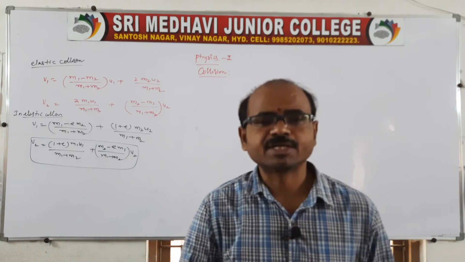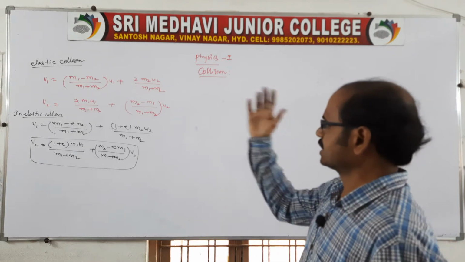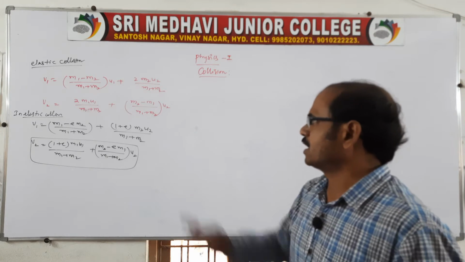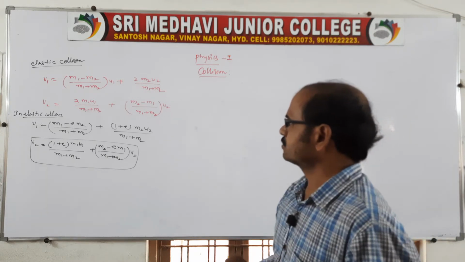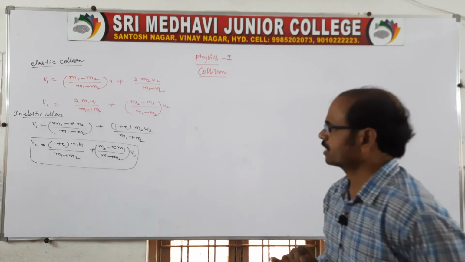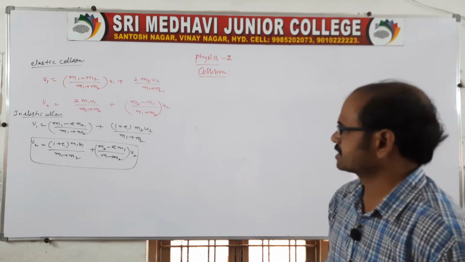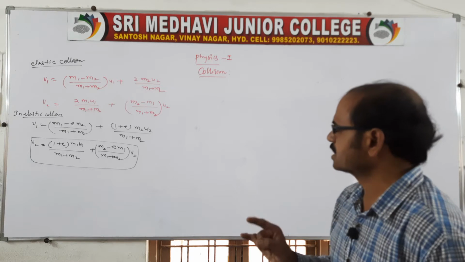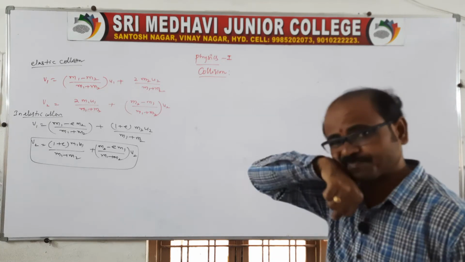We were discussing the final velocities in elastic and inelastic collisions in the previous class. Here, once again, I will tell you both expressions for elastic collision. V1 is equal to (M1 minus M2) by (M1 plus M2) into U1 plus 2M2 U2 by (M1 plus M2), and V2 is equal to 2M1 U1 by (M1 plus M2) plus (M2 minus M1) by (M1 plus M2) into U2, for elastic collision.